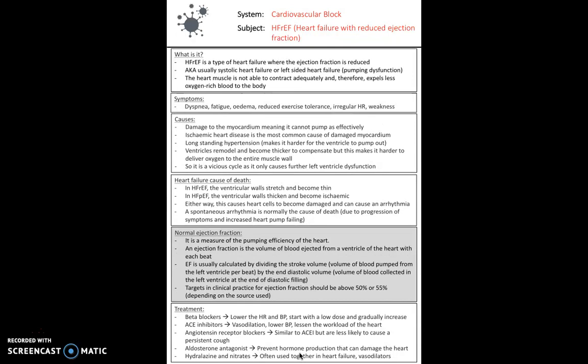So heart failure with reduced ejection fraction next, and essentially this is what it says: the ejection fraction is reduced, and this is the equivalent of a systolic heart failure, or the majority of cases of reduced ejection fraction heart failure are a systolic aspect or left-sided heart failure. In other words, there's a problem with the pumping.